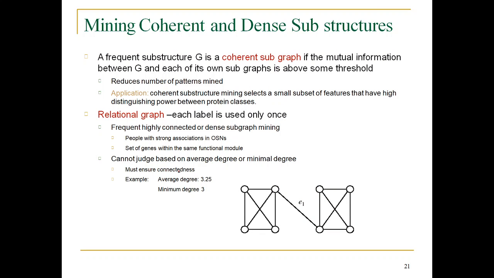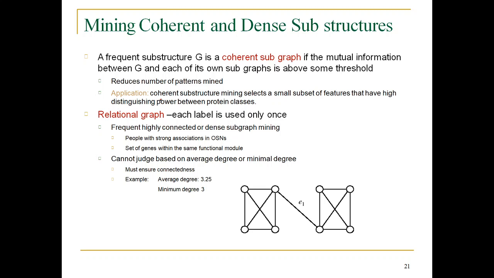Then coming to how to find the dense substructures. So, mining the dense substructures, we are going to use the frequent substructure in the coherent subgraph, with mutual information between G and each of its own subgraphs above some threshold value. It reduces the number of patterns mined.